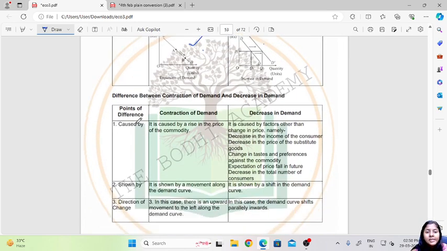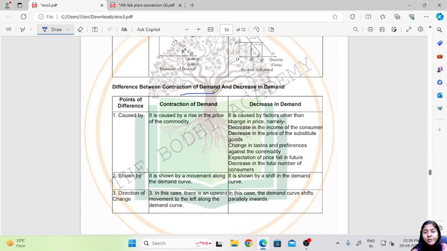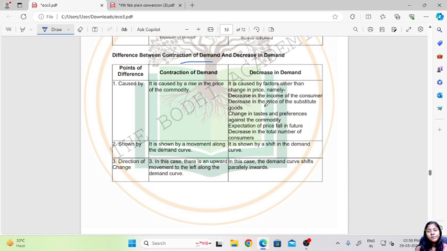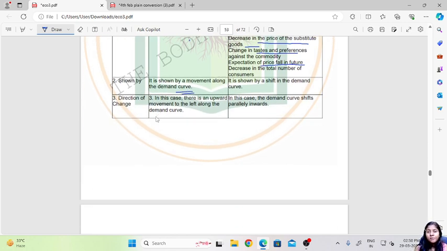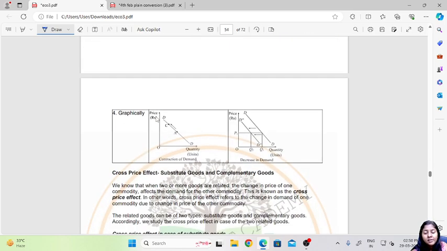Then what do you mean by contraction of demand and decrease in demand? What's the difference between these two? So contraction of demand is caused by rise in price of the commodity. Decrease in demand is caused by factors other than change in price, so decrease in income of the consumer, decrease in price of the substitute goods, changes in taste and preference, expectation of price fall in future, etc. Contraction is shown by movement along the demand curve. Decrease in demand is shown by shift in demand curve. So in this case, if we can see the graph, there is an upward movement.